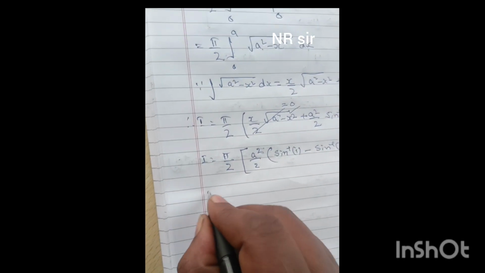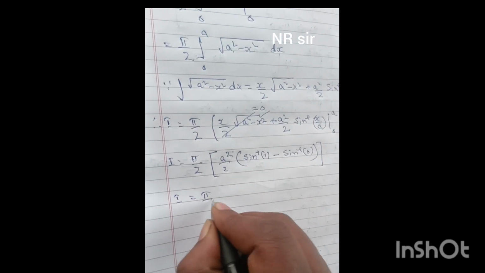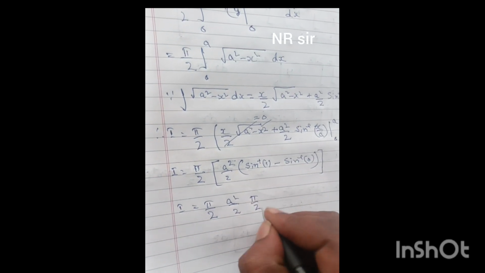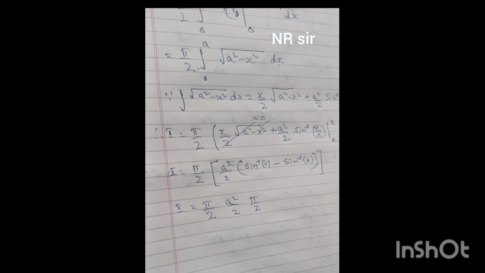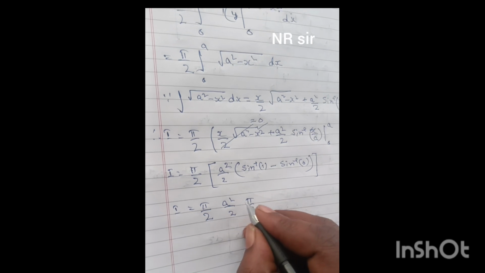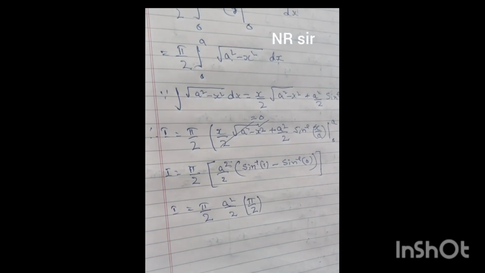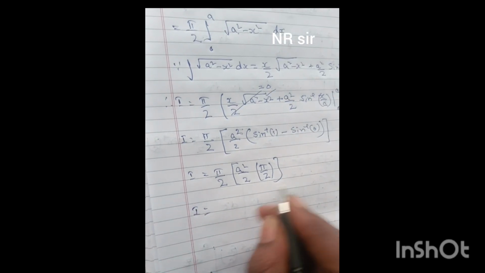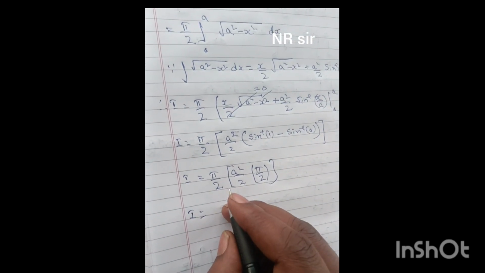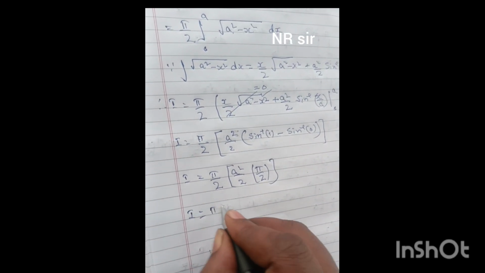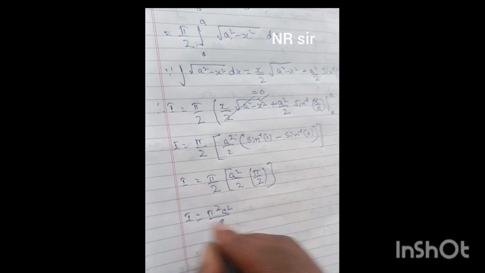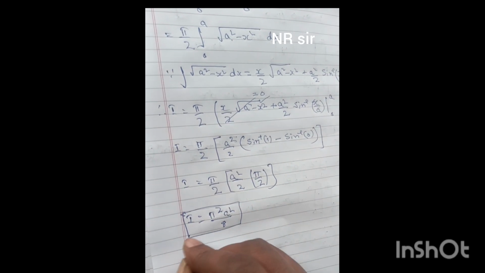Now I is equal to pi by 2 times a square by 2 times pi by 2. So sin inverse 1 is nothing but pi by 2, and the other term will become 0. So finally this is pi square a square, with denominator 8. So this is the required answer.